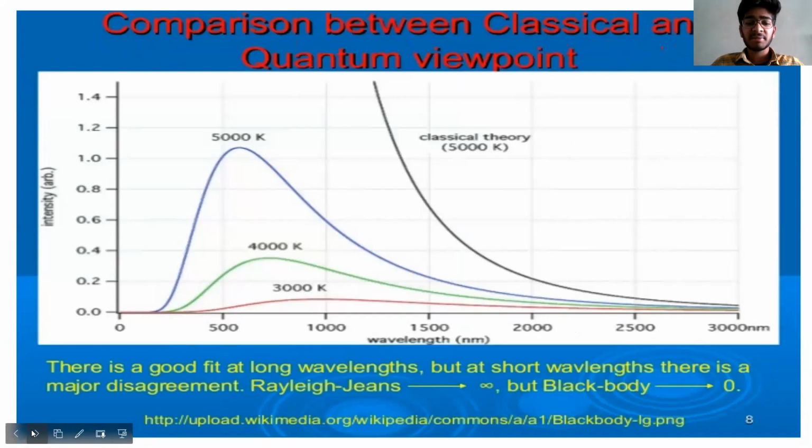Comparison between classical and quantum mechanics. There is a good fit at long wavelength, but at short wavelength there is a major disagreement. Classical theory gives infinity, but the black body gives 0.